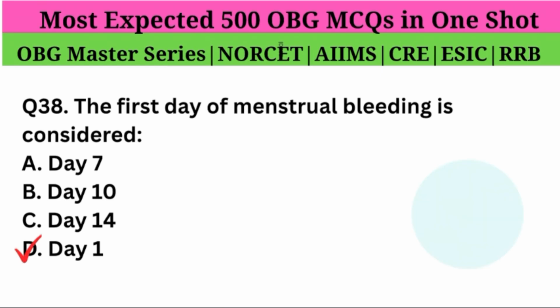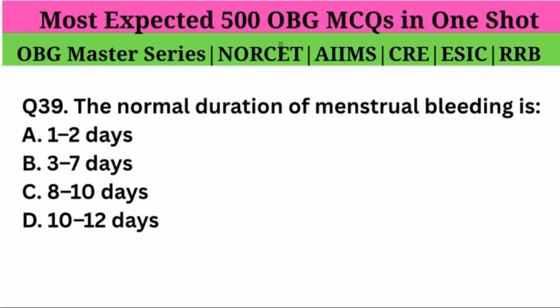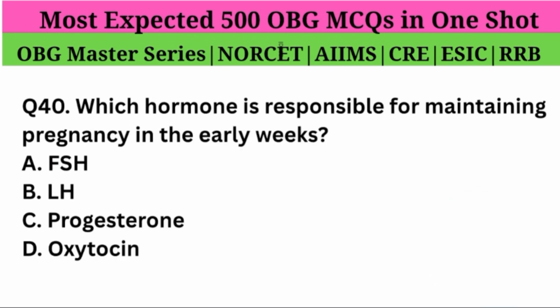Your correct option is option D, day 1. Next question. The normal duration of menstrual bleeding is. Your correct option is option B, 3 to 7 days. Next question. Which hormone is responsible for maintaining pregnancy in the early weeks?